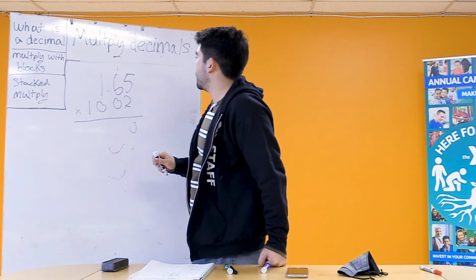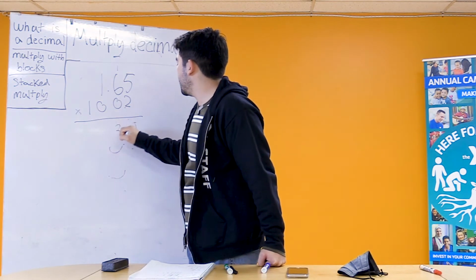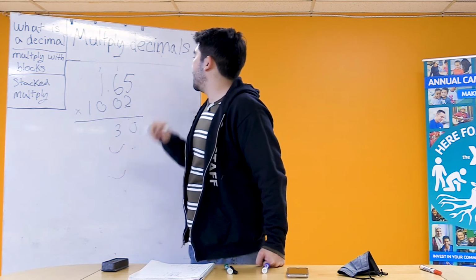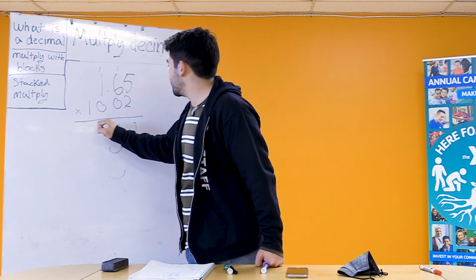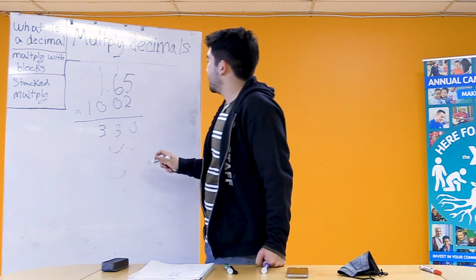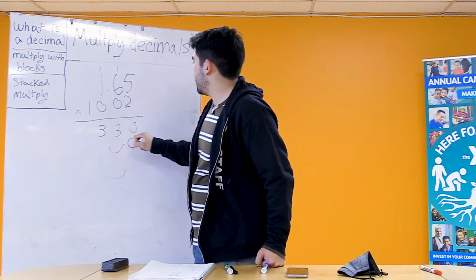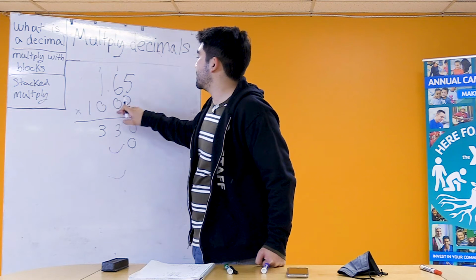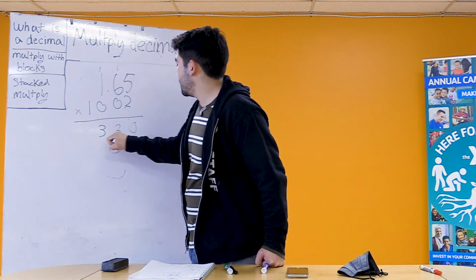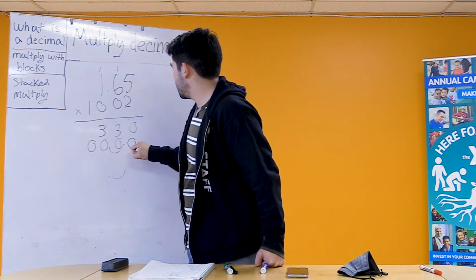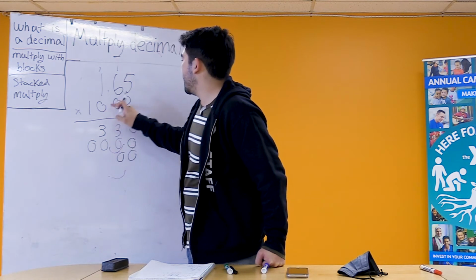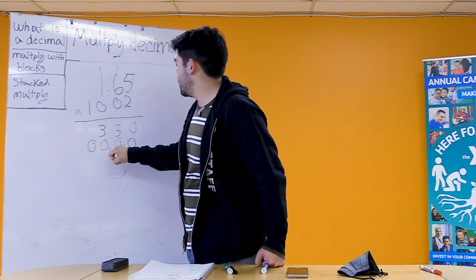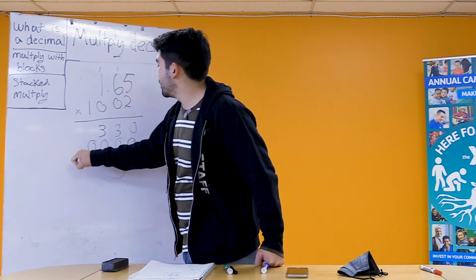2 times 6 is 12, plus 1 is 13. 2 times 1 is 2, plus 1 is 3. Perfect. Okay, add zeros. 0 times 5 is 0. 0 times 6 is 0. 0 times 1 is 0. So that's 3 zeros. Same thing, add zeros again: 1, 2, 3.